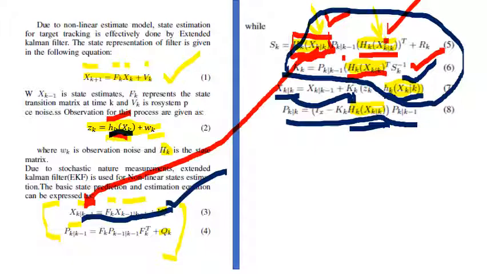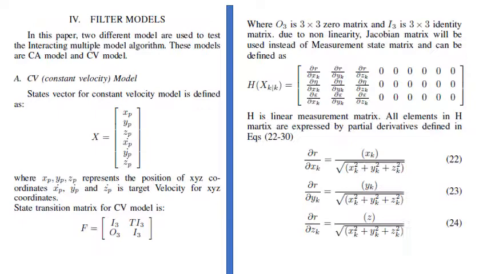And now, what are these Jacobians? How can you derive them? Let's go to the next part. So the problem is something like this. You have a constant velocity model, and the model consists of x, y, z axes in Cartesian coordinates. These are the states for position, and these are the states for velocity. So we are estimating the targets in three dimensions, x, y, and z, along with their velocity. This is the state vector: three position and three velocity states.